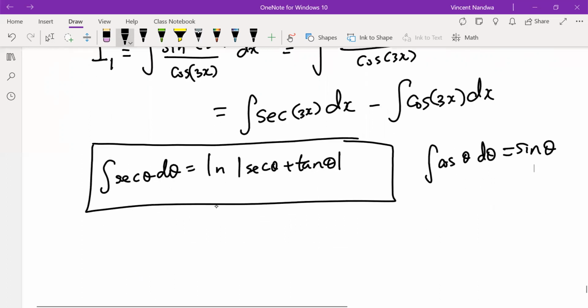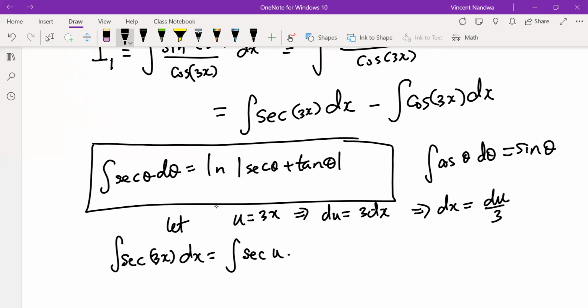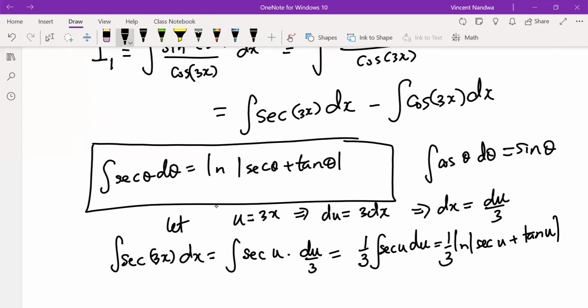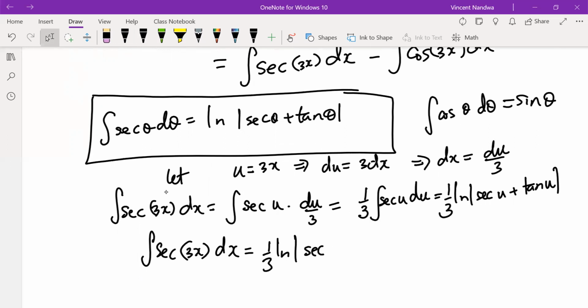Now, this part, if we let u to be 3x, then du equals to 3 dx, which means dx equals to du over 3. So this integral of sec 3x dx is the integral of sec u times du over 3, which is a third integral of sec u du. And then this will give us a third ln of sec u plus tan u. So therefore, integral of sec 3x dx is nothing but a third ln of sec 3x plus tan 3x.